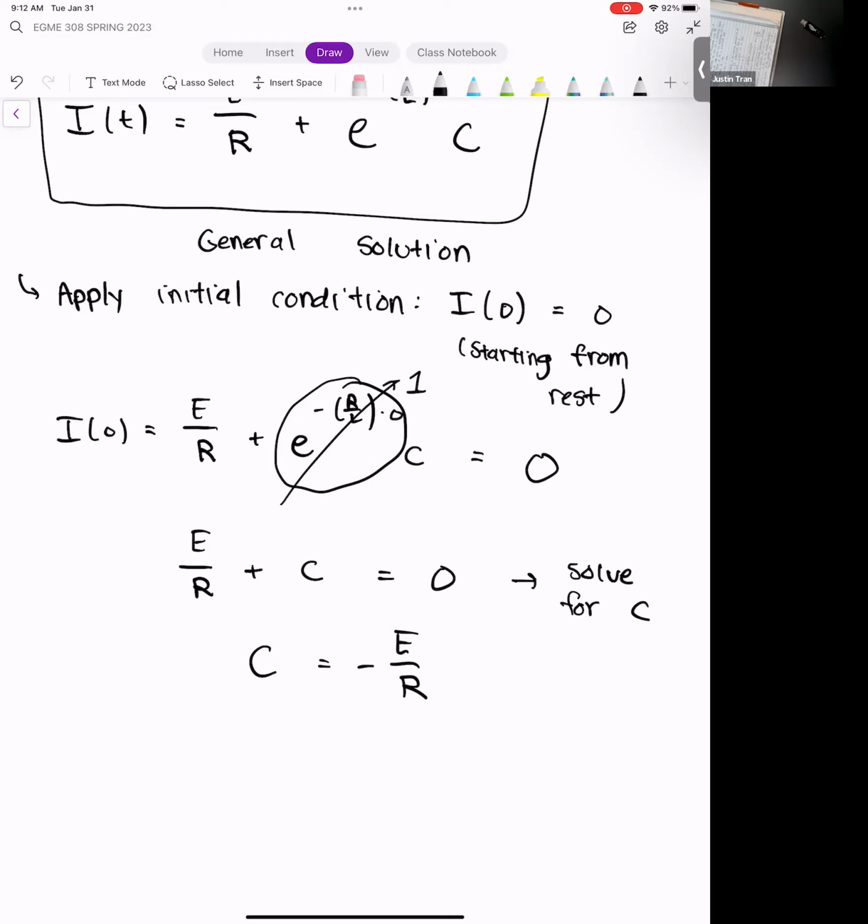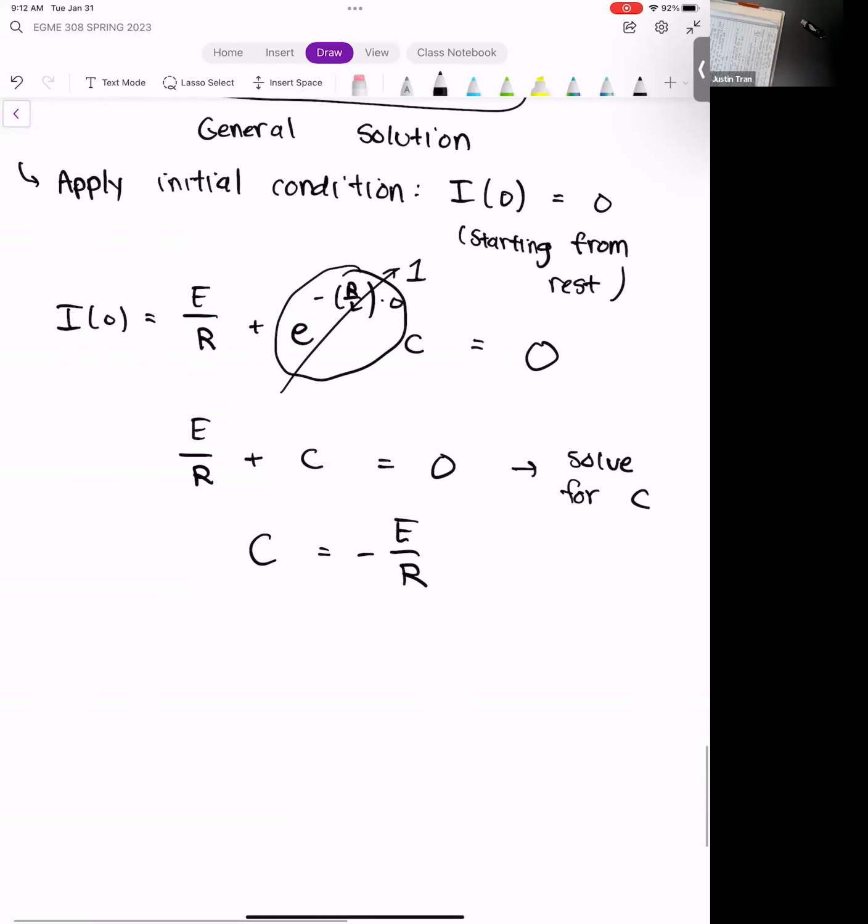And so we get that c is equal to minus E over R. All right, let's go ahead and plug it in and then get our final solution. Our final solution, I have I(t) equals 2E over R minus E over R e to the minus Rt over L.